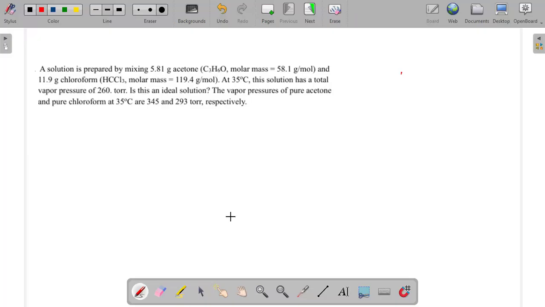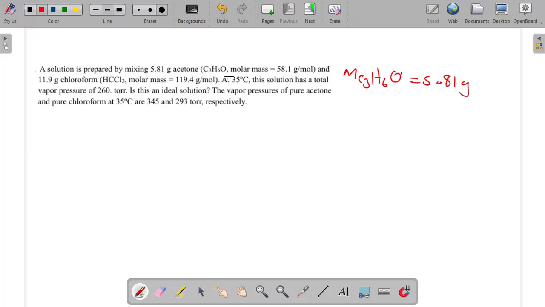In this tutorial, we are going to solve a question from your tool sheet on intermolecular forces. The question says a solution is prepared by mixing 5.81 grams of acetone, with the chemical formula C3H6O. So the mass of acetone we are told is 5.81 grams.